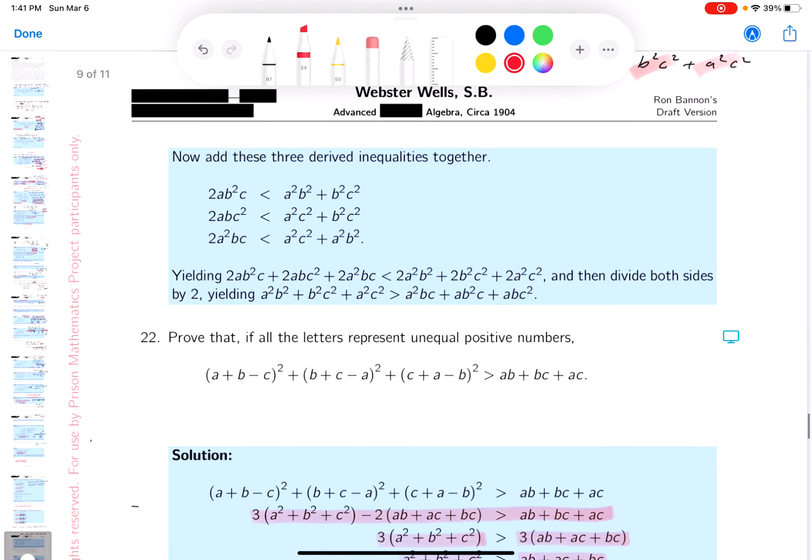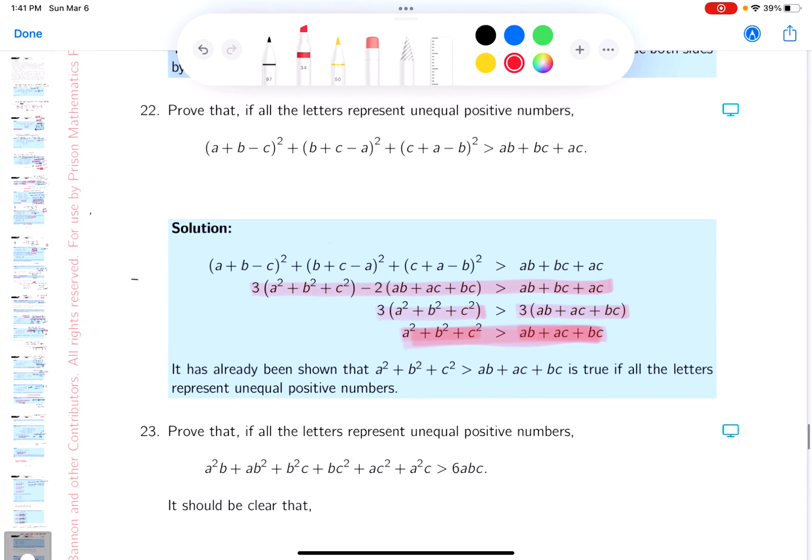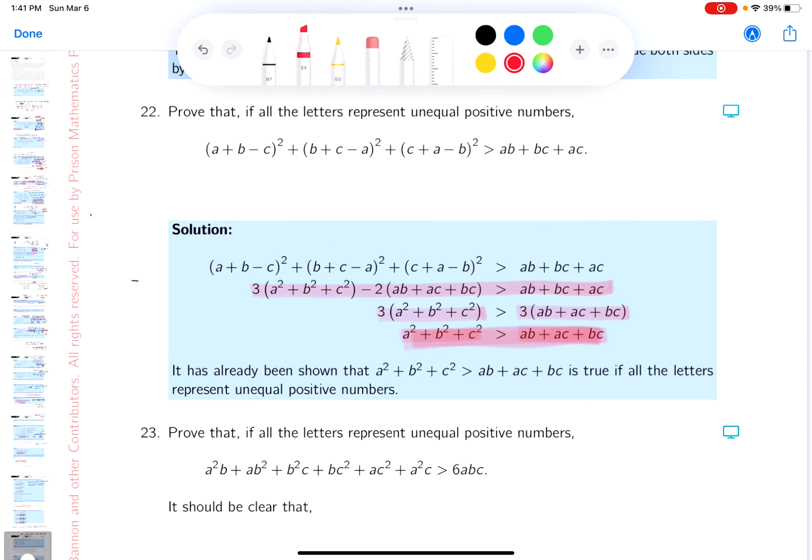Let me go back to that. I know it seems like a while ago that you did that, but you already did this. We know this is true. Now certainly, it says in the notes here, it's already been shown to be true if all the letters represent unequal positive numbers. All right, we did that.